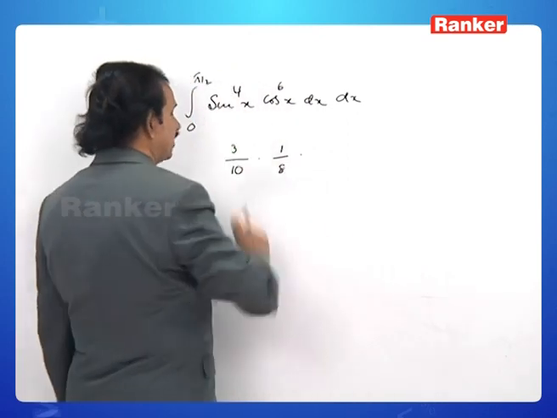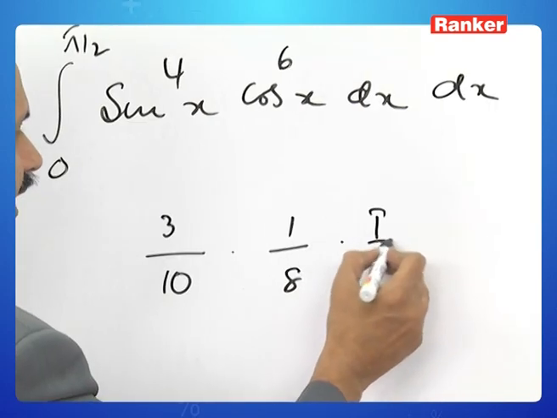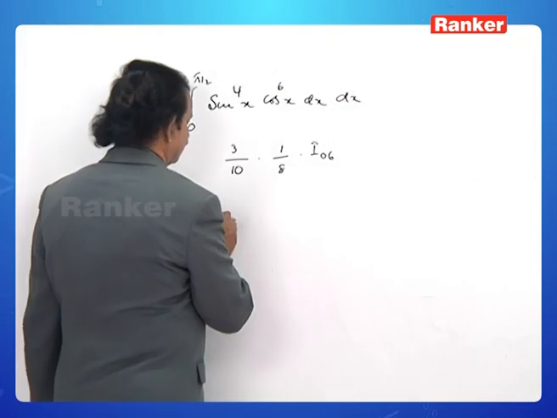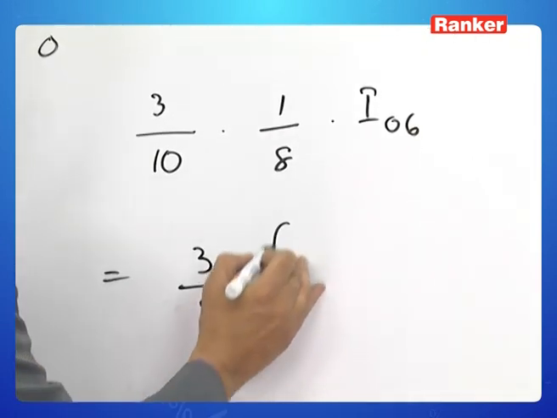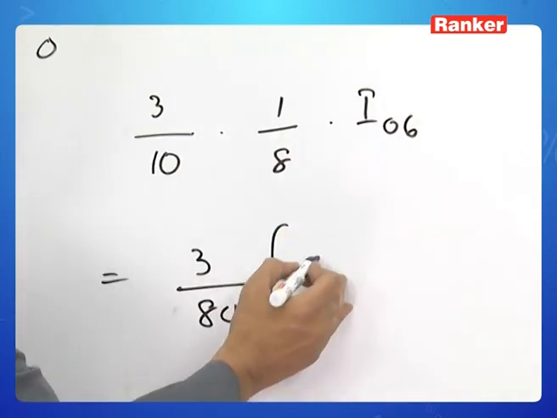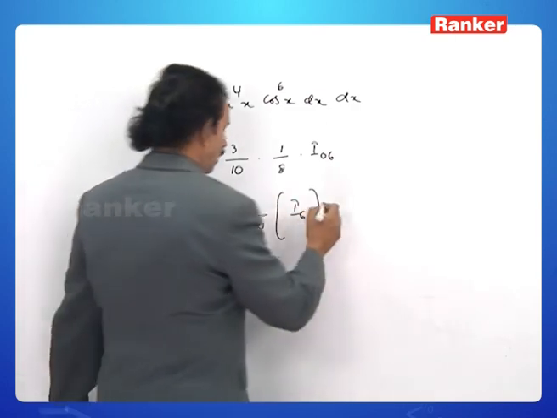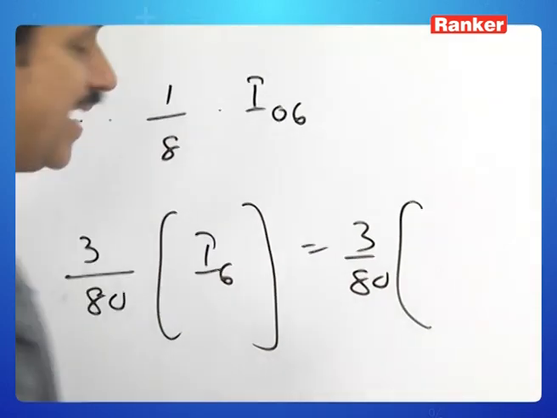What is this m? Even or odd? Even. So what should you have? I0n, that is I06. This is equal to 3 by 80 into, what is I06? I6. Okay, this is 3 by 80 into, what is I6?